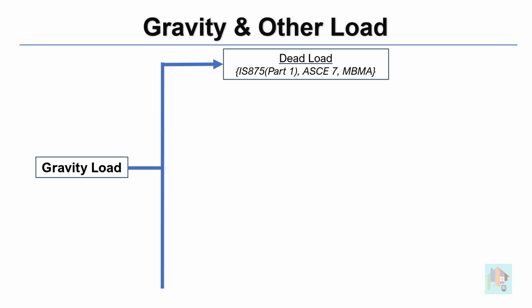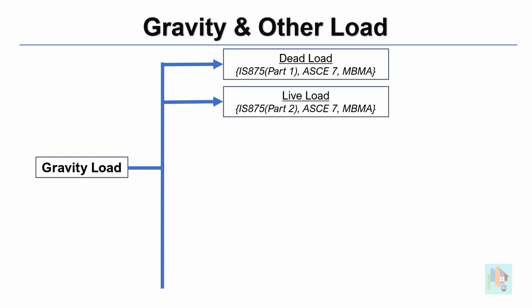For Indian standard, we can follow IS 875 Part 1 to calculate the dead load intensity, and for American standard, we can follow either ASCE 7 or MBMA code. Second category is live load or imposed load generated from the use and occupancy of the building. We can use IS 875 Part 2 or ASCE 7 to calculate this. These two loads are common for all types of structure, and load intensity is not dependent on the location.